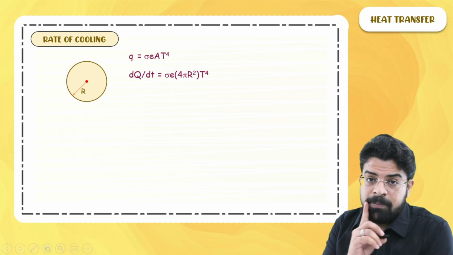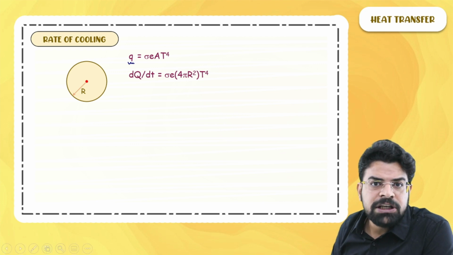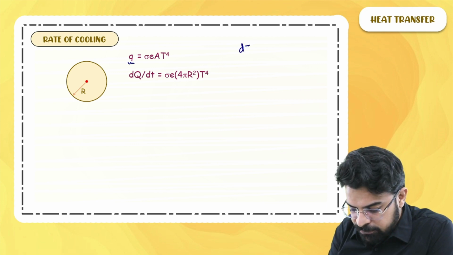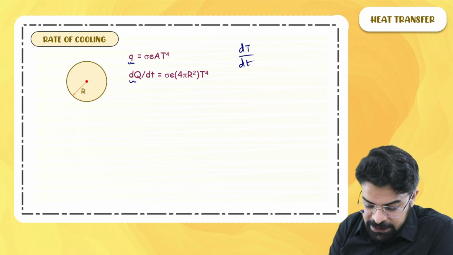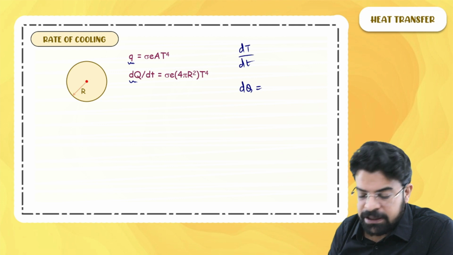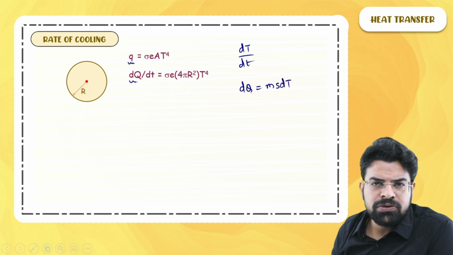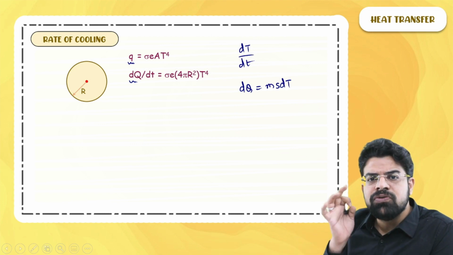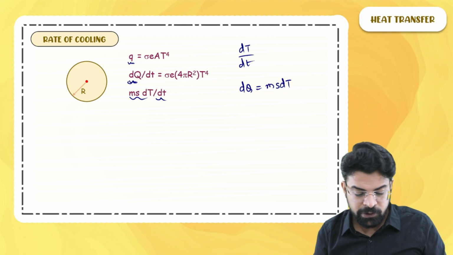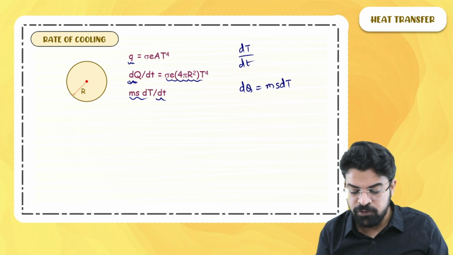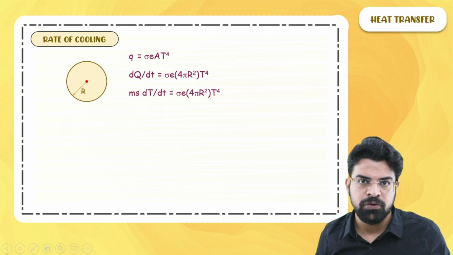Now, our mission is not to find the power radiated. Our mission is to find the rate of cooling, which is dT by dt. So we play a smart trick here. We say that the infinitely small heat given has to be equal to m s dT, Q equals m s delta T. So dQ equals m s dT. So in place of dQ, write m s dT by dt equals sigma E 4 pi r square into T raised to the power of 4, the fourth power of absolute temperature.